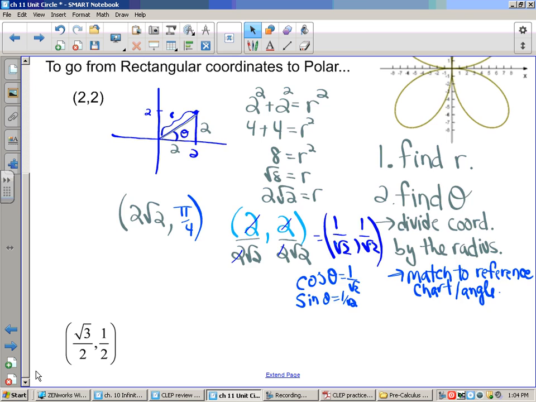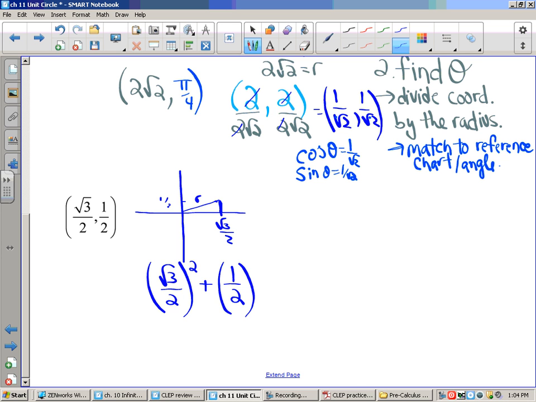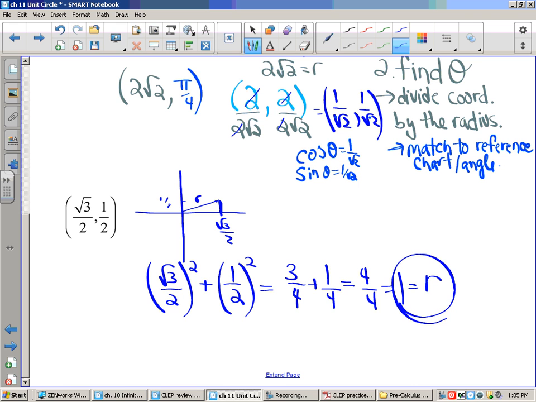Let's try another one. Root 3 over 2, comma 1/2. My first job is to recognize that I've got root 3 over 2, and I don't really know what that looks like, but I'm going to plot that point. First I want to figure out what r is. My x is root 3 over 2 and my y value is 1/2. So I'm going to go root 3 over 2 squared plus 1/2 squared. Root 3 squared is 3, 2 squared is 4, 1 squared is 1, 2 squared is 4. Easy enough. That means my radius is 1, so I've got the first part of my polar coordinate.